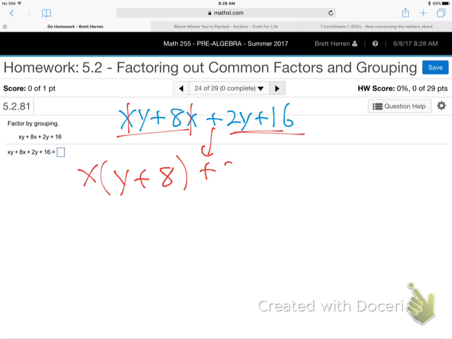Last two, what do they have in common? What does it leave behind? Y plus 8. Look at that, we got a match. Ding, ding, ding, match. Y plus 8, y plus 8. So 2 terms, there's the separator in the middle, that plus sign, right? Remember, that's pluses and minuses outside of parentheses.